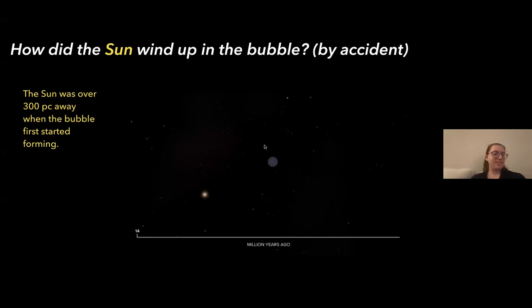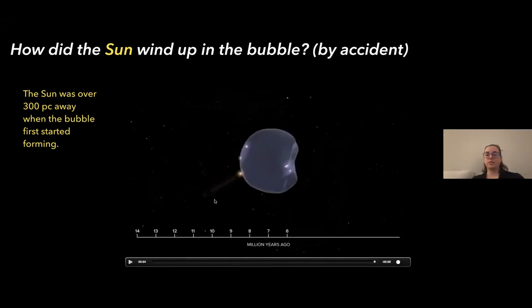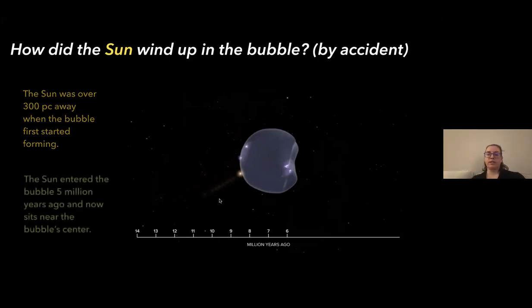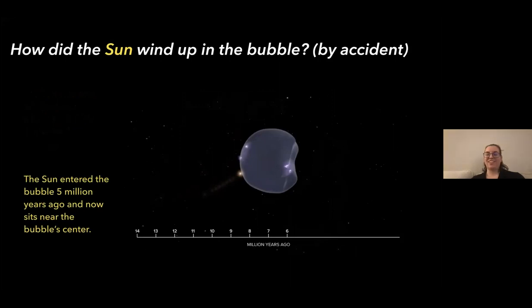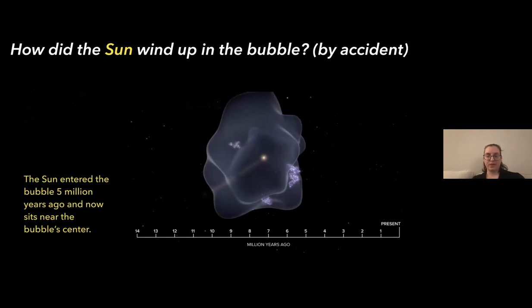Okay, so what's the sun doing? It's a pretty interesting story. How did the sun wind up in the local bubble? We traced the motion of the sun with respect to the bubble expansion model over time. And we find that the sun was about 300 parsecs away when the bubble first started forming. You can see here, the sun moving towards the local bubble, and then it crosses over. We're arguing that it entered the local bubble about 5 million years ago. It's just by chance that the sun sits near the center of the local bubble, so we're near the center in the present day.